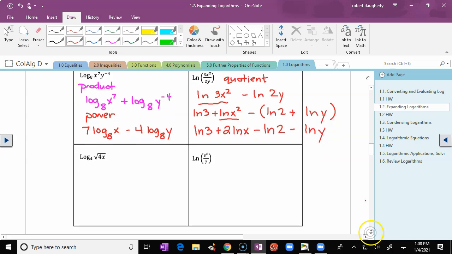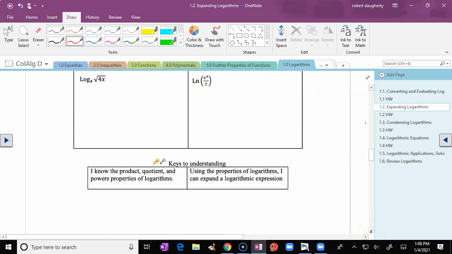Let's look at the next one. When you see a radical here, it helps to write this as the log base 4 of 4x to the 1/2, okay? Now, if I use the power rule, this is 1/2 times the log base 4 of 4x. Now I can use the product rule on this log of 4x. So this is going to be 1/2, and then I can write this as the log base 4 of 4 plus the log base 4 of x.